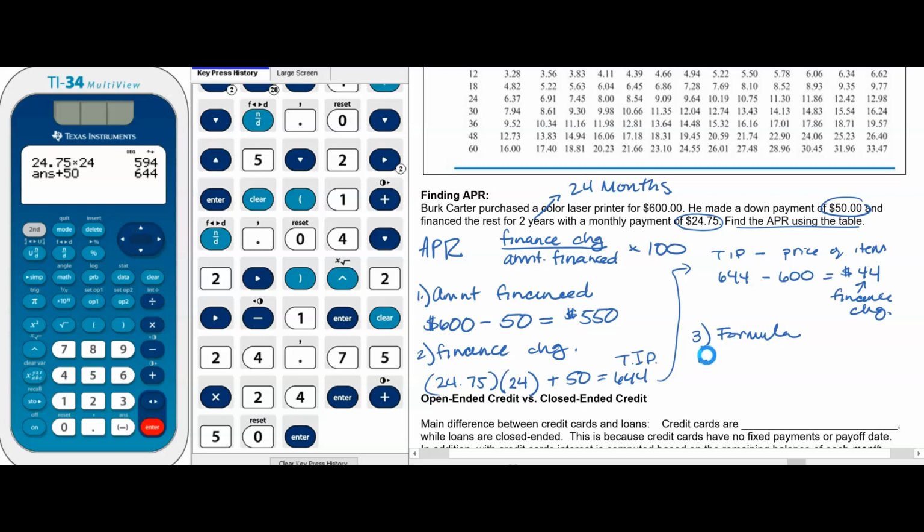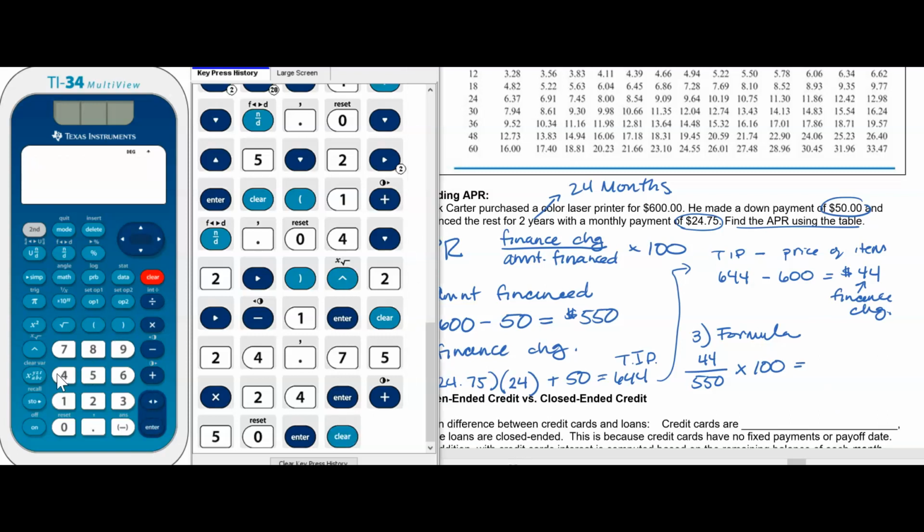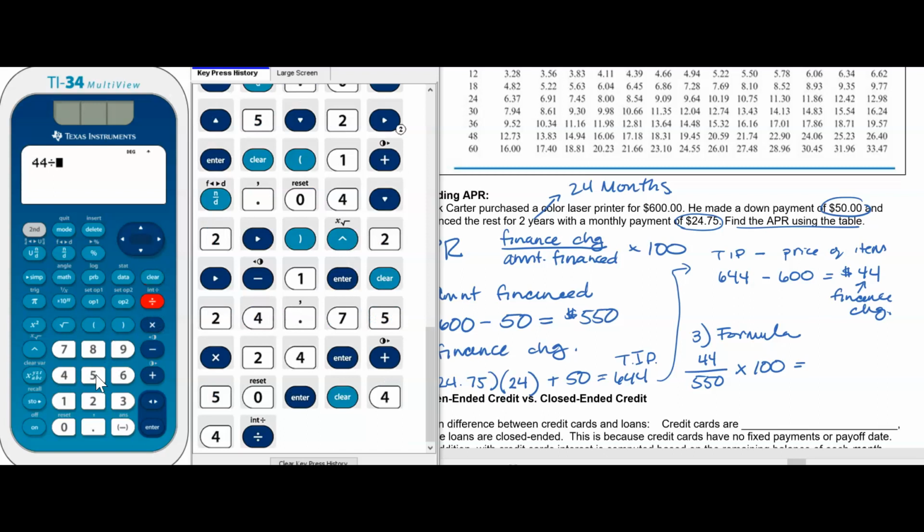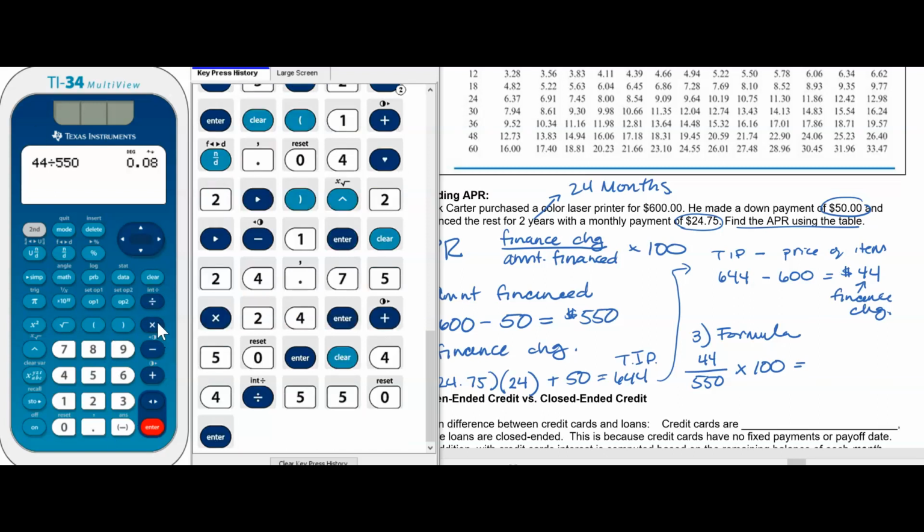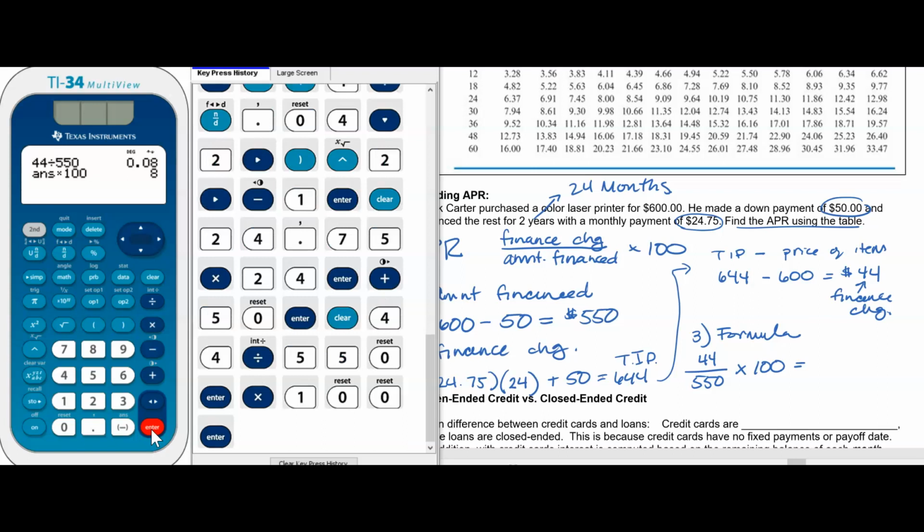So the finance charge is $44 divided by the amount financed, which is $550, times 100. I'm going to plug that into my calculator: 44 divided by 550, enter. I could use the N over D button there, but it's not necessary, so it's fine to do it this way too. You get the same answer. I end up getting 8. Now, you're not always going to get an exact whole number, but we did in this problem.